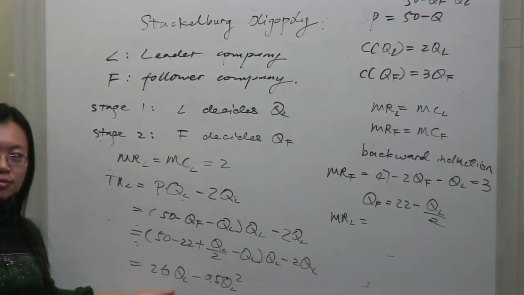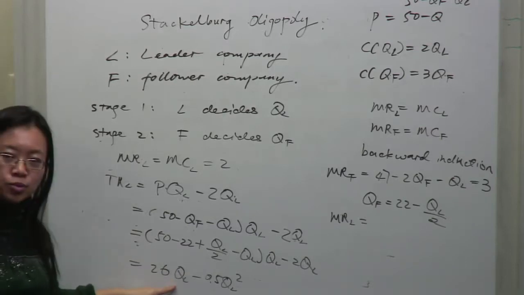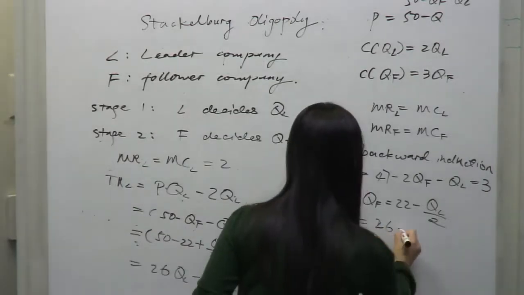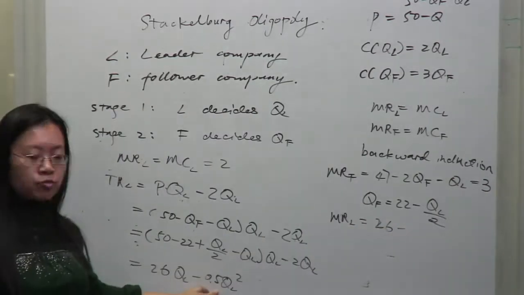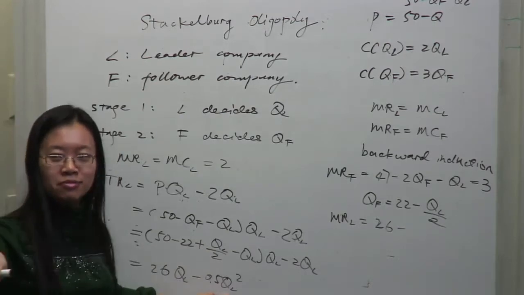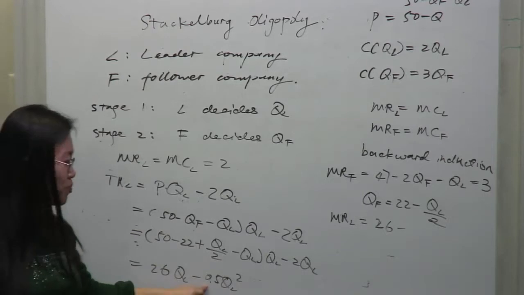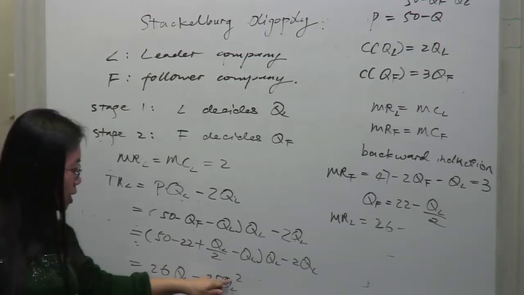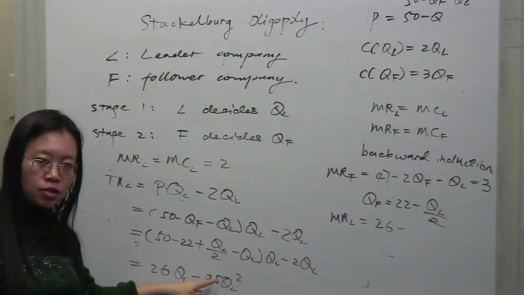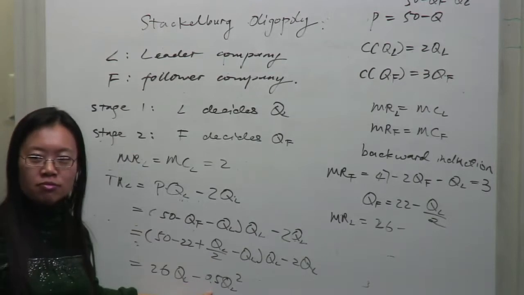26 minus QL. This term, take the derivative with respect to QL, is equal to 26. And the next term, take the derivative with respect to QL. It's 0.5, this 2 is going to come down, right? Is that 1.5 or 2.5? This is 0.5.